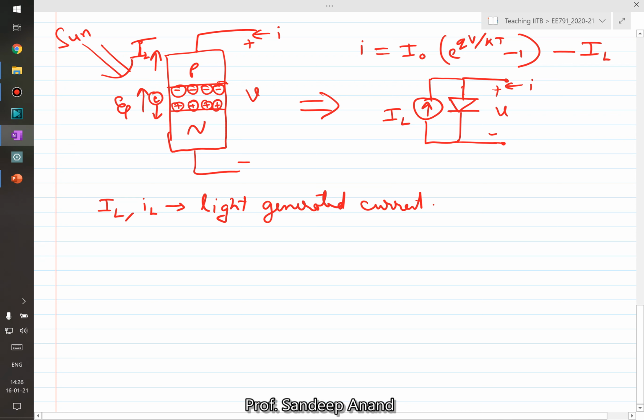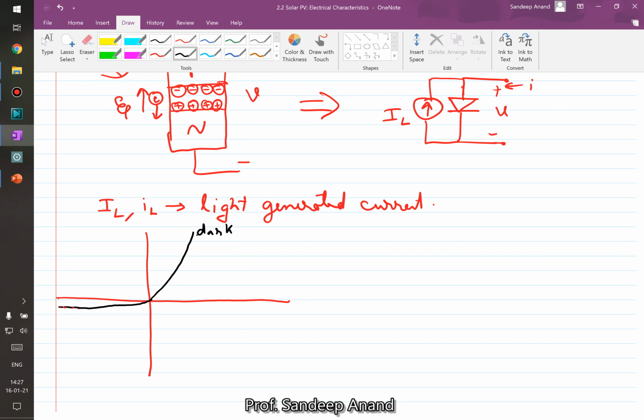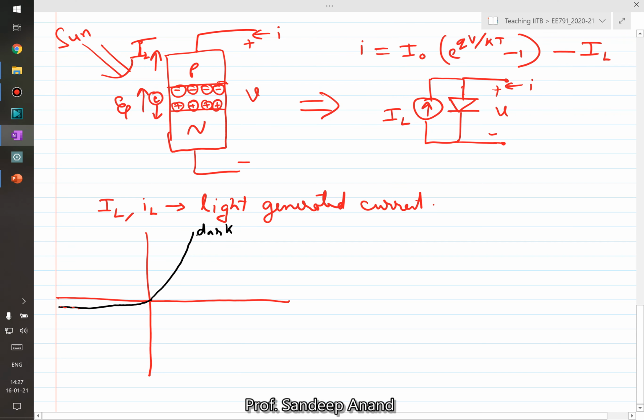Right, so if I plot this top equation in the same graph, this is how it would look. Earlier the dark equation was, let me use black for the dark equation, which essentially implies there is no light falling on this junction. So this is for the dark scenario, and now this is the one.